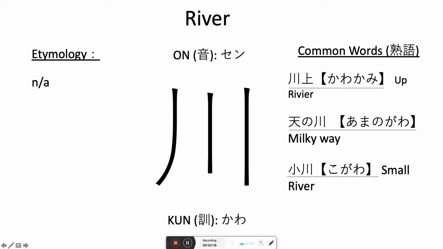And lastly, we have kogawa. Kogawa, of course, as you would see from the symbols there, we have the symbol for small and the symbol for river, hence small river. Very straightforward, I think, and it's fairly easy to memorize this one.